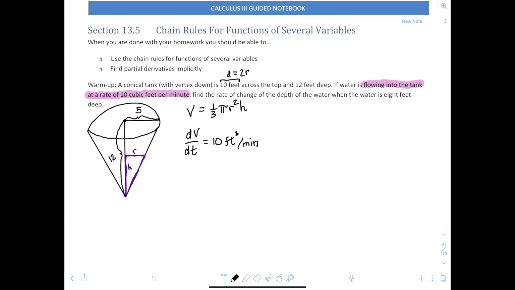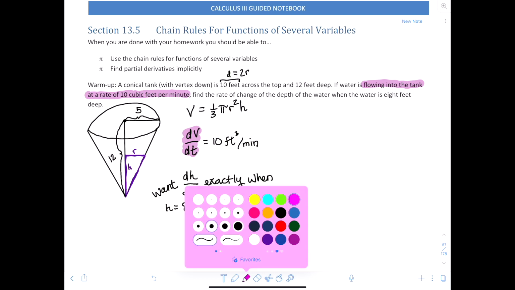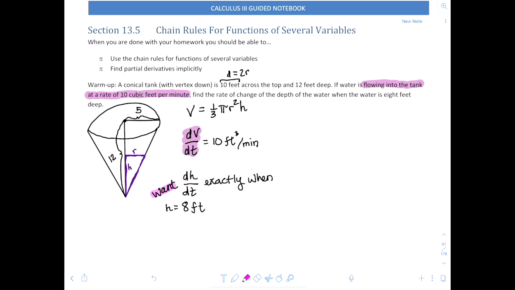Now notice what we want to find, right? So this is what we've been given. We want to find the rate of change of the depth of the water when the water is exactly 8 feet deep. So when the water has filled the cone to 8 feet deep, we have that depth, and we want to know the rate of change of the depth instantaneously. So we basically want the instantaneous rate of the height with respect to time. This is what we want exactly when h equals 8 feet. That's the goal here. That's what we want. So we want dh/dt. So let's check it out.